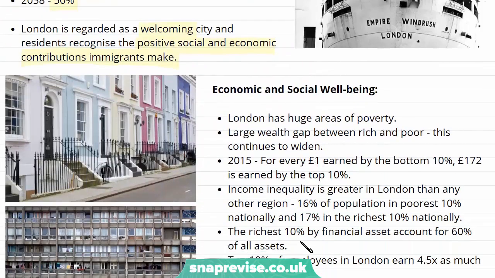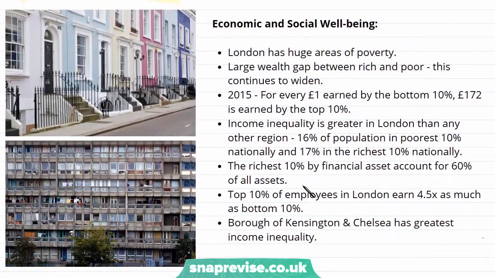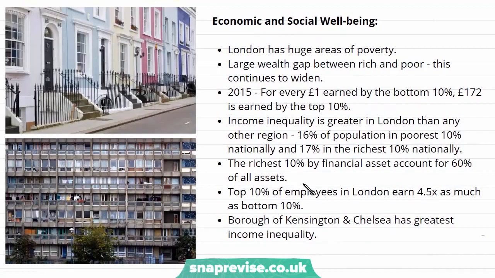So now looking at economic and social well-being in London. Despite London being a huge global financial centre, London also has huge areas of poverty. And this is because there is a significant wealth gap between the rich people and the poor people living in London. And this wealth gap is continuing to widen.